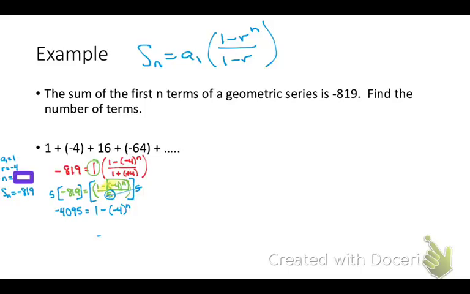Now what? Now what do we need to get rid of? The 1. So subtract 1. So we have negative 4,096 equals negative of a negative 4 to the n power.